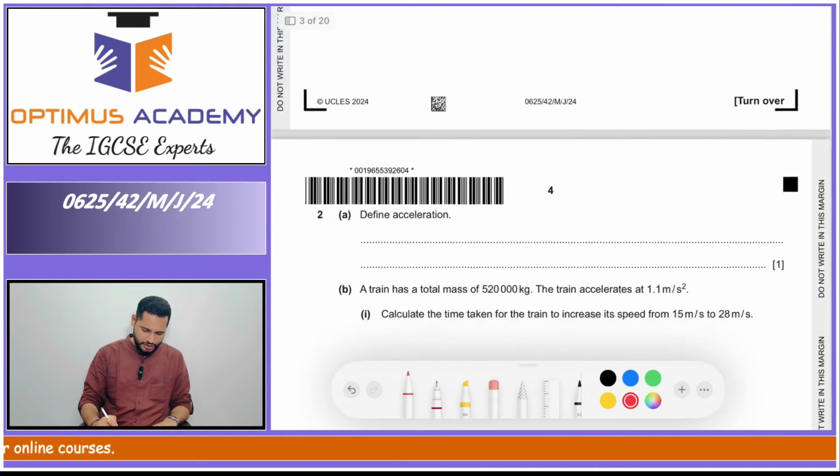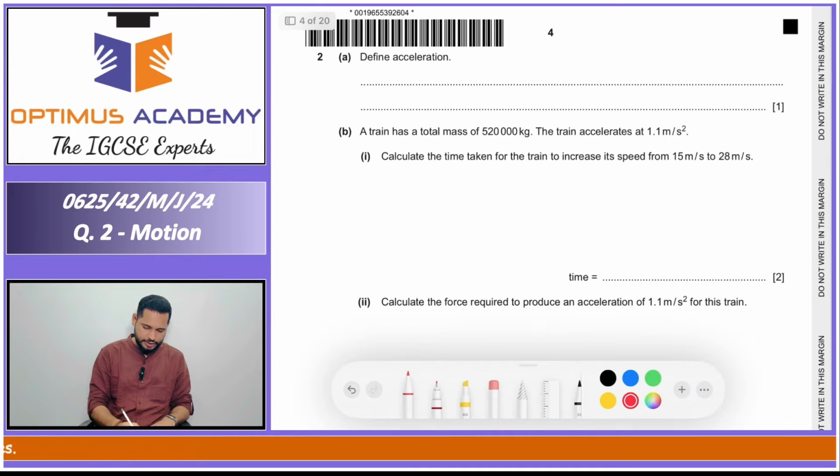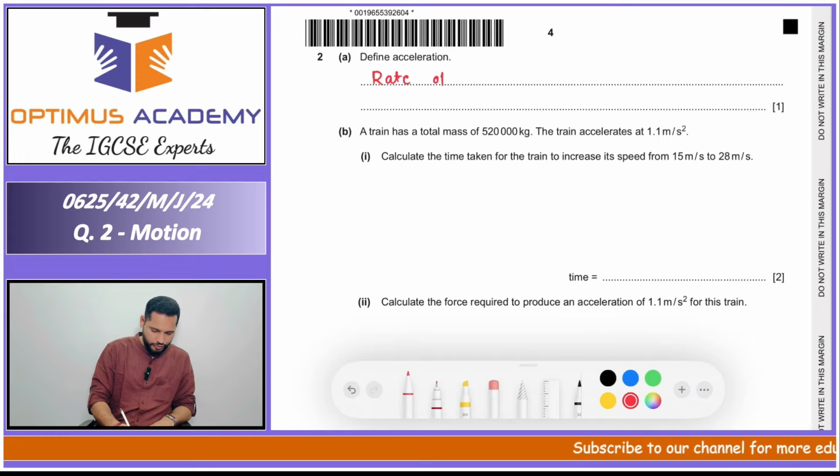We will go to the second question now. Question 2, first part says define acceleration. We can write, definition of acceleration as rate of change of velocity.